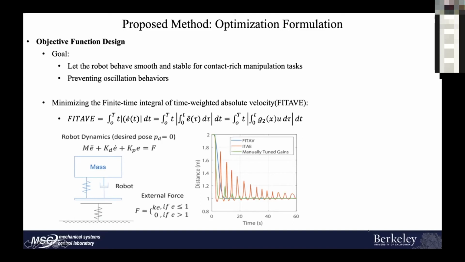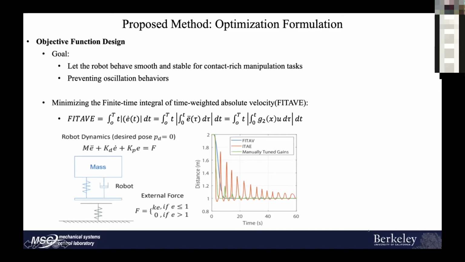So inspired by ITAE, we propose a new objective function called FITAVE, which is to minimize a finite time integral of time-weighted absolute velocity. So we try to regulate the velocity error in order to make the robot behave smooth. Here is a simple example to illustrate the intuition of the FITAVE objective function. Imagine a robot is at position 2, and it will contact with the surface at position 1, which is modeled by a spring. The robot is controlled by an impedance controller, and we try to tune those impedance gains in order to make the contact very smooth.